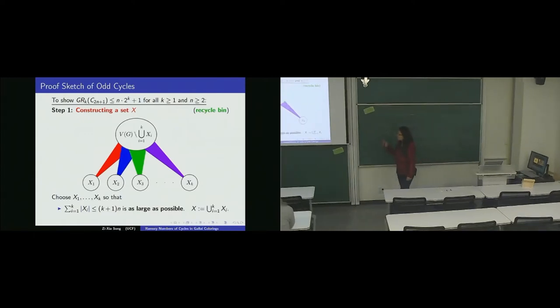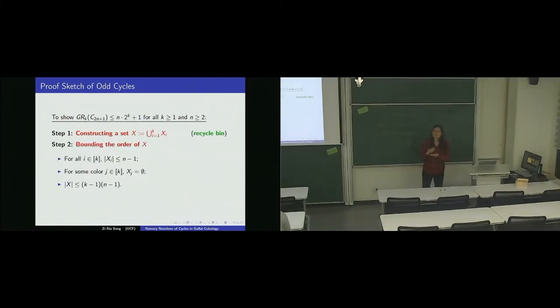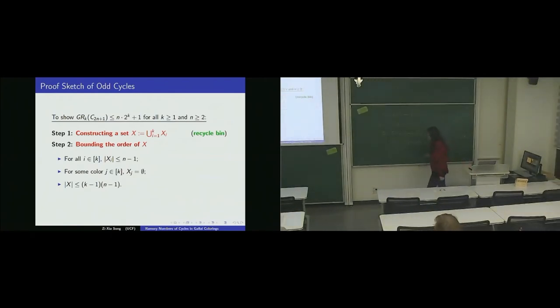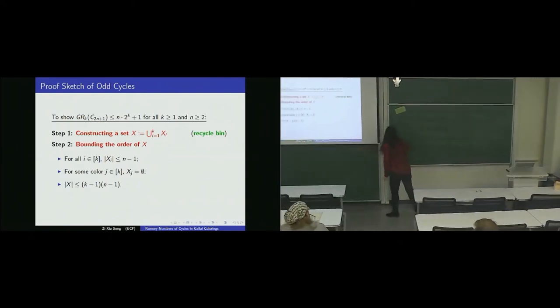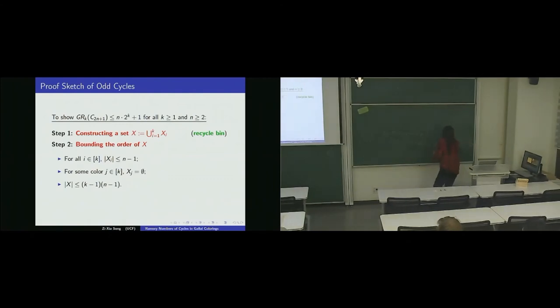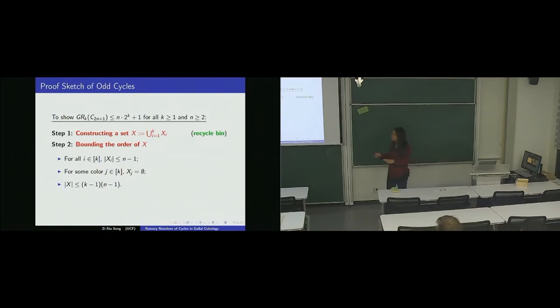Now, once I have this done, I look at a Gallai partition of G after deleting the vertices I put in the recycle bin. For this one, you can see that for each color class, each X_i cannot be big. So each part cannot be big.